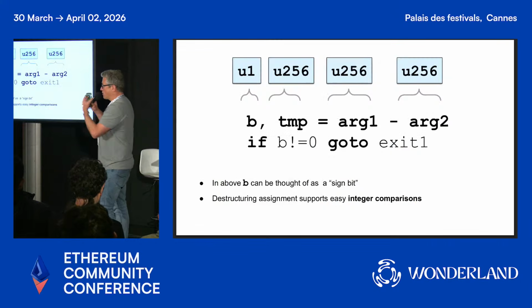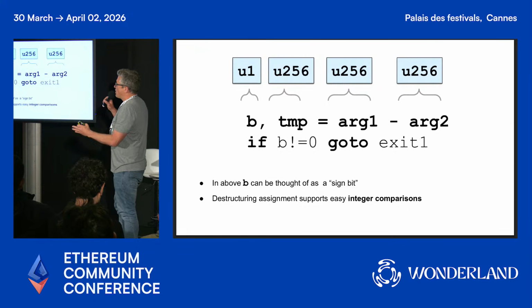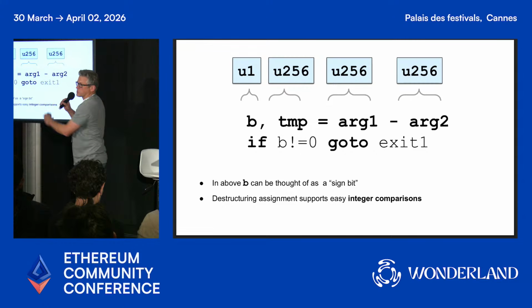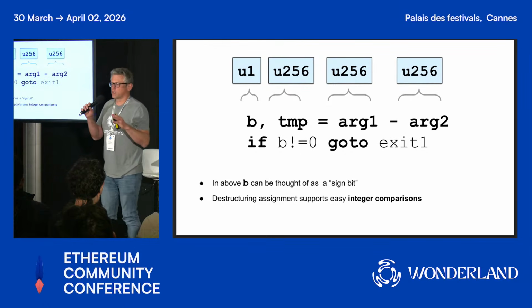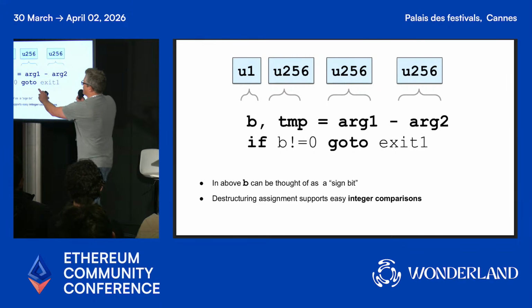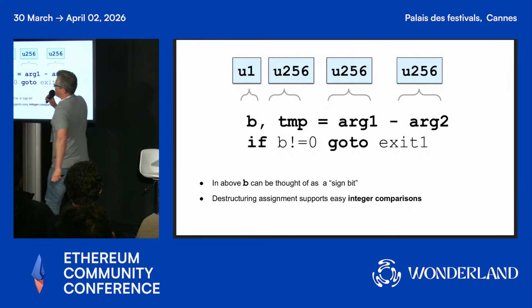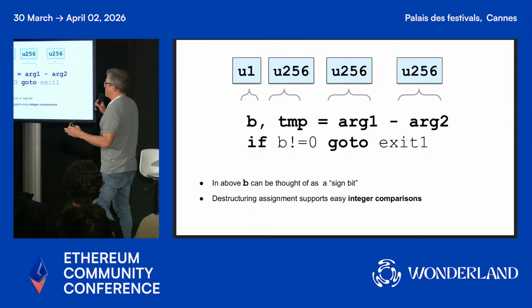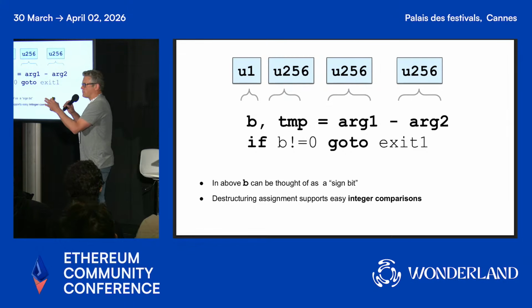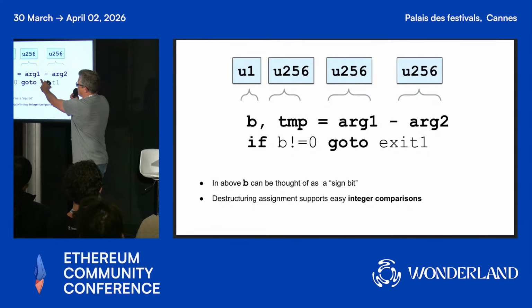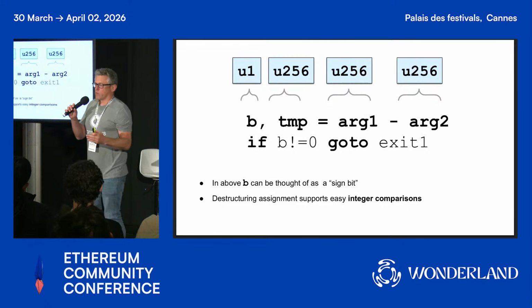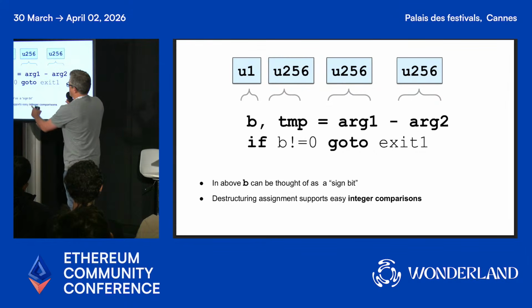Cool. Okay, so if we look at the comparison, this is essentially the same as before. The only difference is that this time, instead of doing an addition, we're doing a subtraction. We're subtracting arg2 from arg1. In this case, my flag over here, B, is not a carry flag, but a borrow flag. This takes its roots from computer architecture. The idea is that if arg2 is greater than arg1, then we're going to underflow, and the borrow flag will be set to 1. And we can use that to implement our comparison.